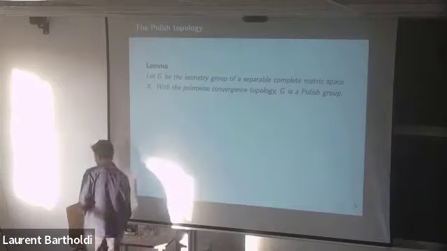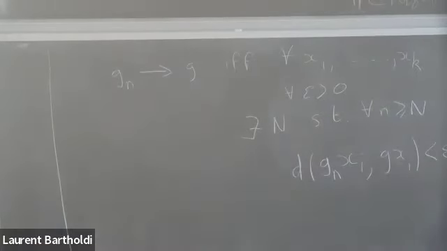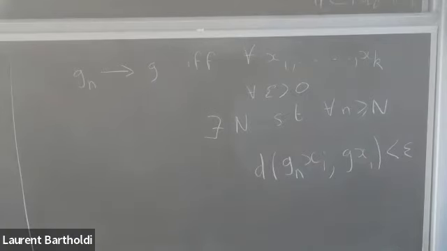And maybe I can just write what this means. The topology is given by convergence of sequences: a sequence g_n converges to g if and only if for any x_i and any epsilon, there is N such that for n greater than N, the distance between g_n x_i and g x_i is less than epsilon. And I claim that this topology is Polish.